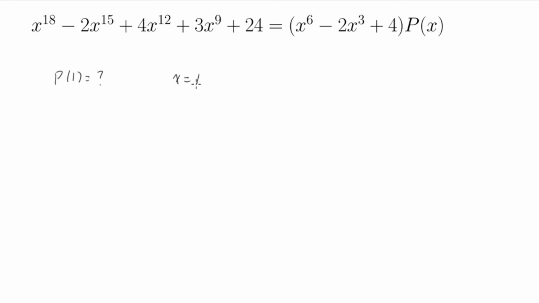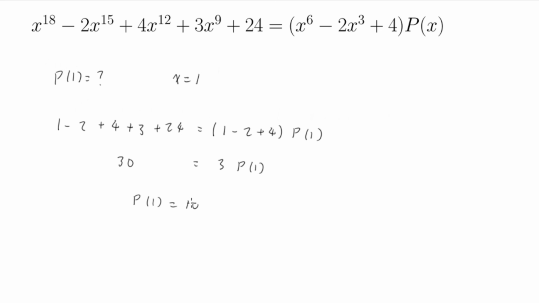We can substitute 1 into both sides of the equation, and this gives us 1 minus 2 plus 4 plus 3 plus 24. I'm not writing the 1 to the 18 and the 1 to the 15 just because it doesn't make a difference. And now we have 1 minus 2 plus 4 times p of 1. This left-hand side, when you add it, gives you 30. This here sums to 3 times p of 1. And we know that p of 1 is equal to 10.